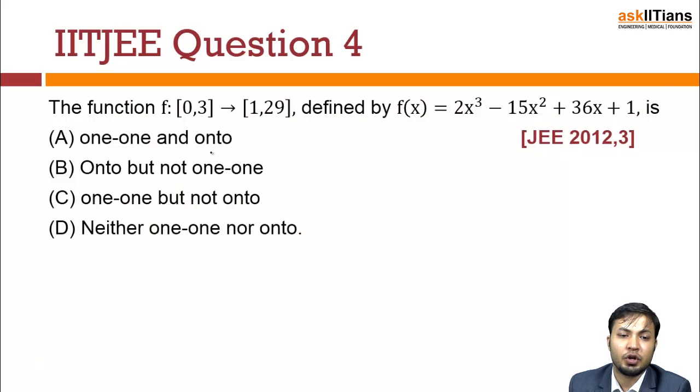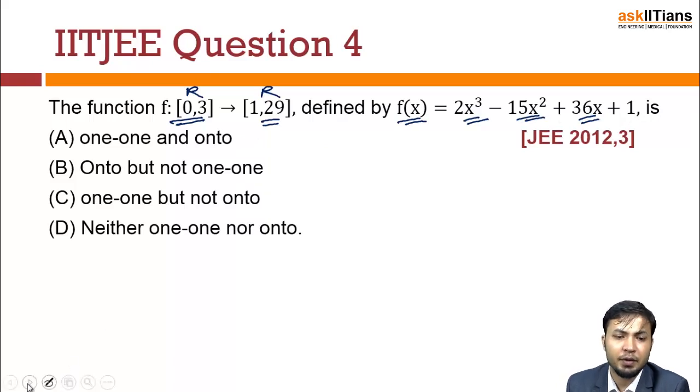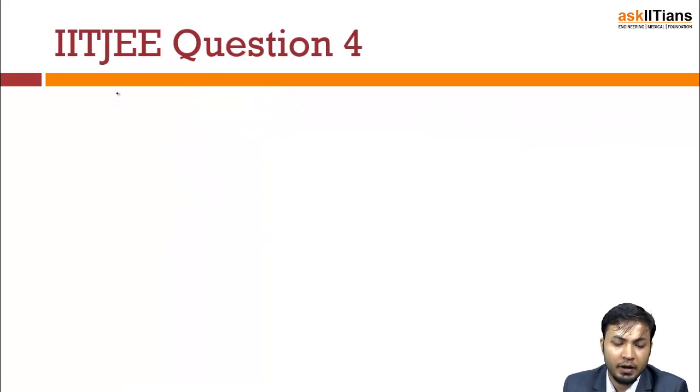Now in the next question I have the function f from [0, 3] to [1, 29]. It's very specific. I usually have R to R, right? But in this case I have mentioned from 0 to 3 and 1 to 29 only. It is defined for f(x) = 2x³ − 15x² + 36x + 1. Now, just like the previous second question, I will be solving this. I have my f(x) = 2x³ − 15x² + 36x + 1.